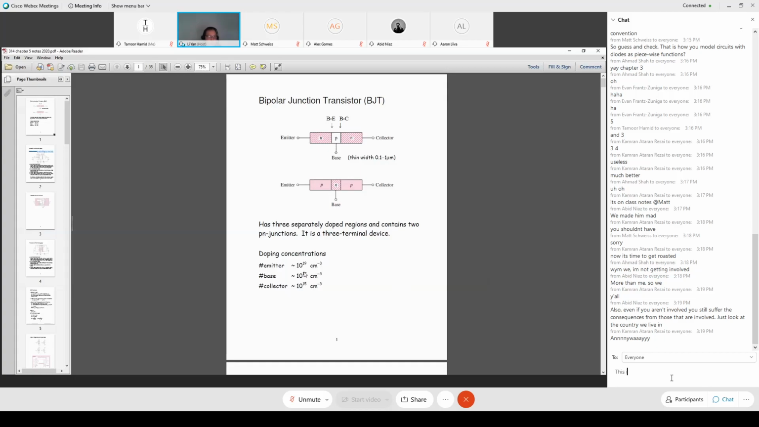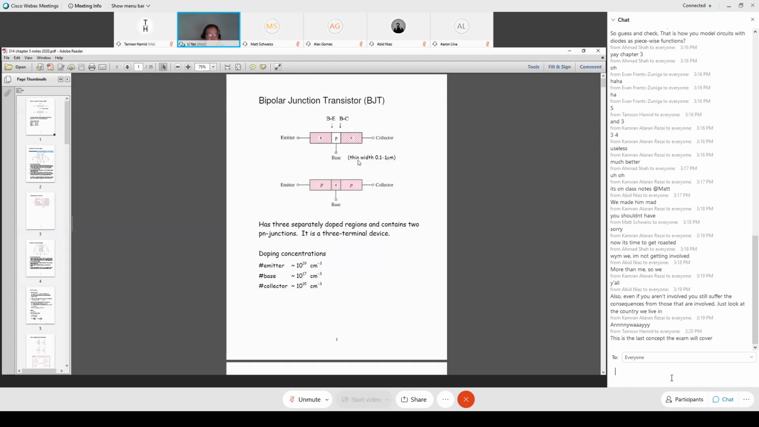10 to the 17th per cubic centimeter. The collector has the least amount of doping. It's lower by another 2 orders of magnitude, 10 to the 15th. So they are all doped, but with different amounts. Plus, structure-wise, the base region we make very thin, a fraction of a micron. The opposite is a PNP structure.